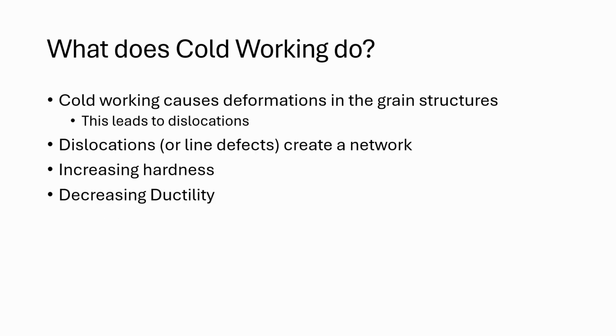Now let's talk about what cold working does on a molecular level. Cold working causes deformations in the grain structures, which leads to dislocations. Dislocations, also known as line defects, create a network in the grain, and this network increases the hardness, but does make it more brittle, or decreases the ductility.